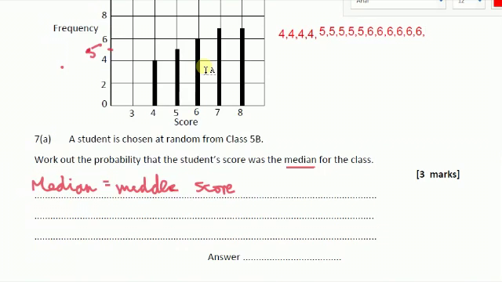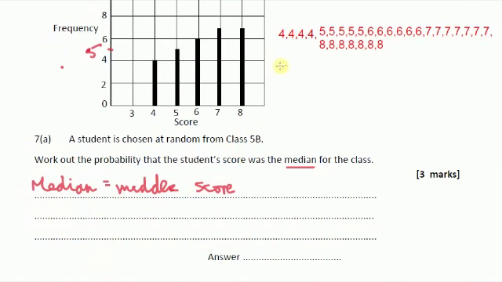Then the score of 7 was obtained by 7 students, if I look across there. And finally, a score of 8 was obtained by 7 students. So 1, 2, 3, 4, 5, 6, 7. So that's all of the student scores there in order from lowest to highest. I've got to find the middle score.